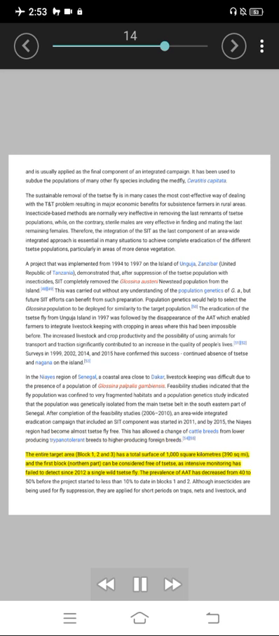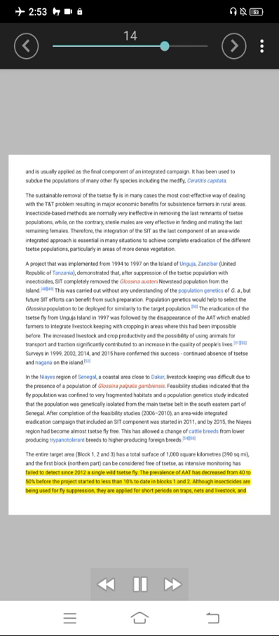The entire target area, Block 1, 2 and 3, has a total surface of 1,000 square kilometers, 390 square miles, and the first block, northern part, can be considered free of tsetse, as intensive monitoring has failed to detect since 2012 a single wild tsetse fly. The prevalence of AAT has decreased from 40 to 50% before the project started to less than 10% to date in Blocks 1 and 2.